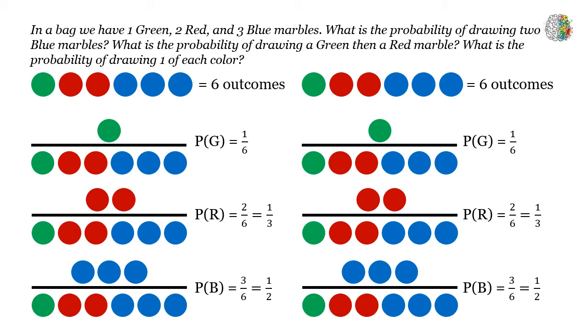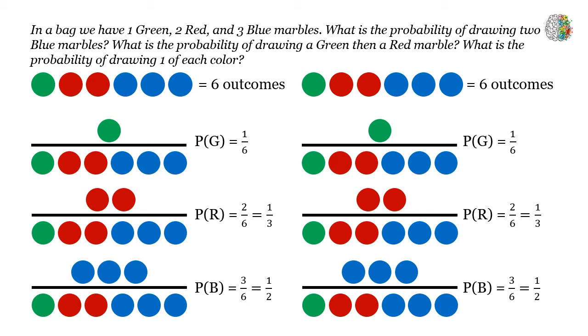So for this problem, we're going to have 6 possible outcomes: 1 green, 2 red, and 3 blues. Now, because this is an independent event, there's going to be experiments with replacement. After we draw a marble, we're going to put that marble back, and then when we do our second experiment, we're going to once again draw from the bag with 6 marbles. So we're going to have 6 outcomes for each trial, each time I draw a marble out of the bag.